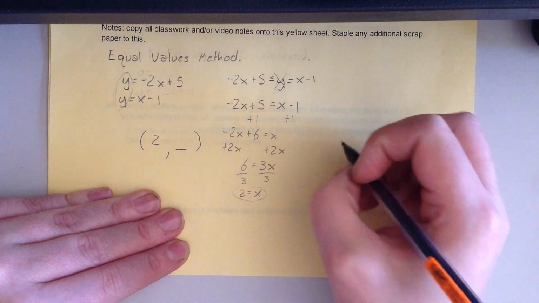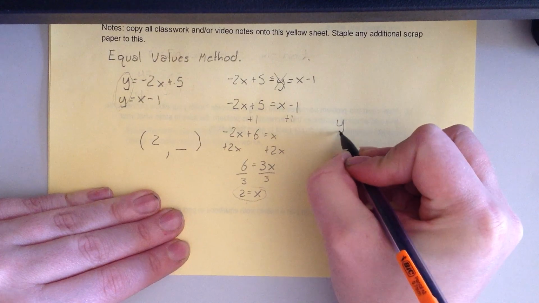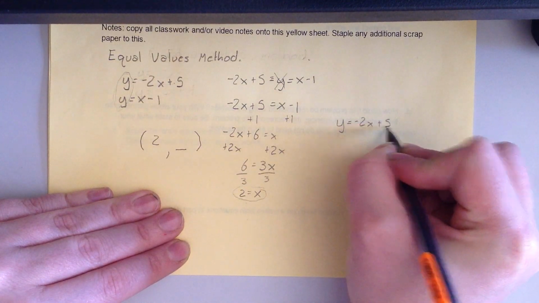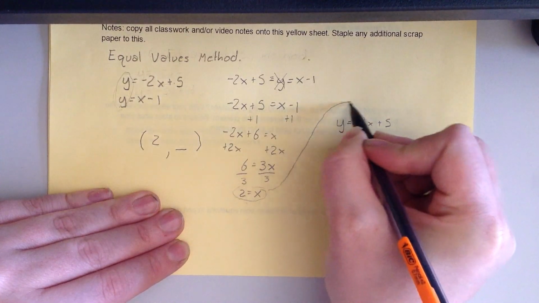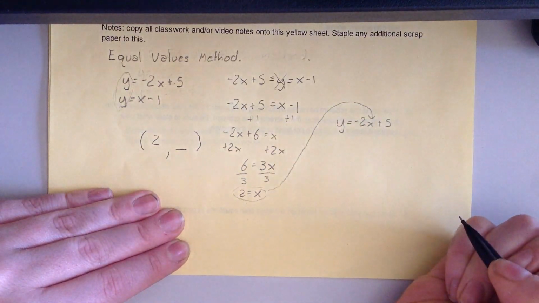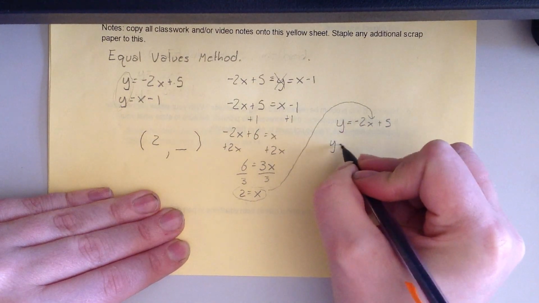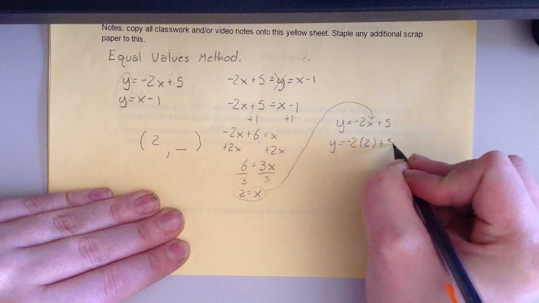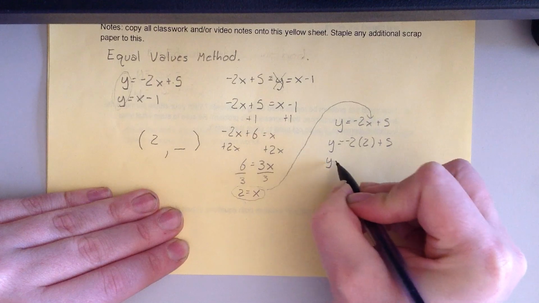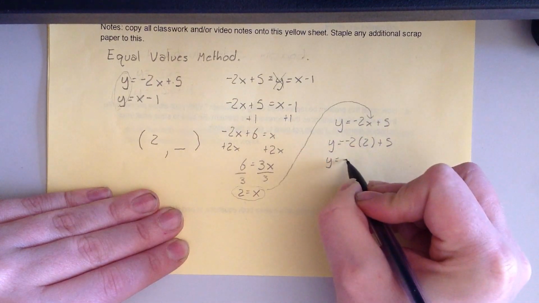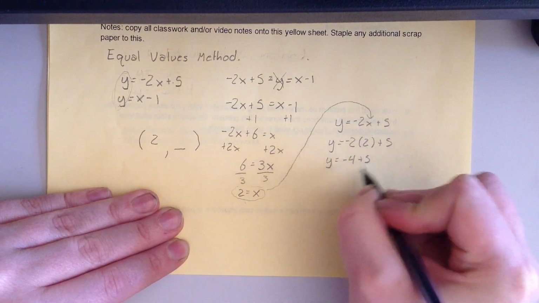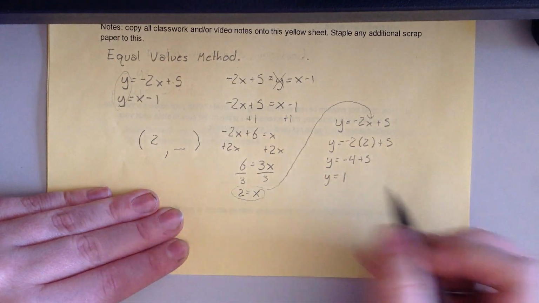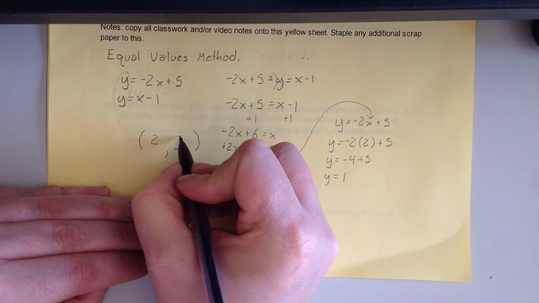So I'm going to just pick the top equation. I know my top equation was y equals negative 2x plus 5. And I'm just going to take that 2 and plug it in for that x. So I'll rewrite this: y equals negative 2 times 2 plus 5. And when I start to simplify this, y ends up equaling negative 4 plus 5. Y equals 1. So I'm pretty sure that that y goes here.